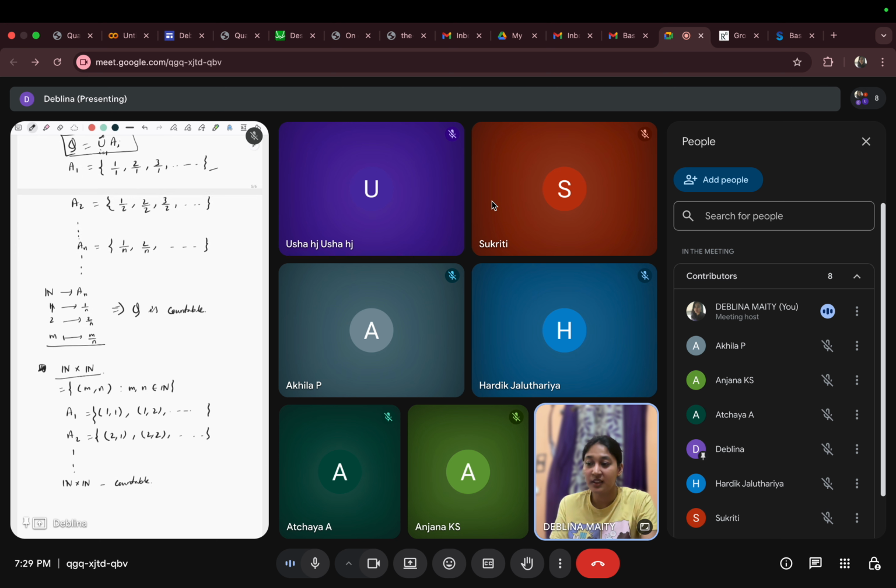And if you take the product finitely many times, it is also going to be countable. But for infinitely many multiplications, it may not be countable. We will see it later.